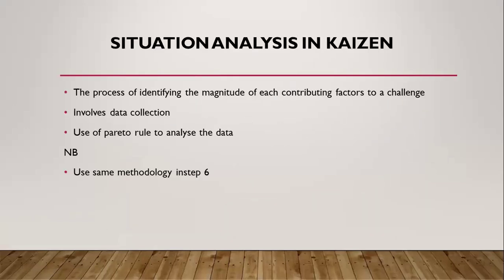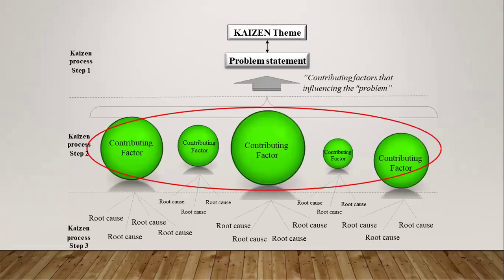So in our last week's session, we tackled situation analysis in Kaizen. And we said that situation analysis in Kaizen is the process of identifying the magnitude of each contributing factor to a challenge. This process involves data collection and, of course, use of the Pareto rule in a Pareto chart. Point to note, the methodology we use in this step will be used when we are tackling step 6. So we need to be very attentive because the same procedure will be applied when you're collecting data to check effectiveness.